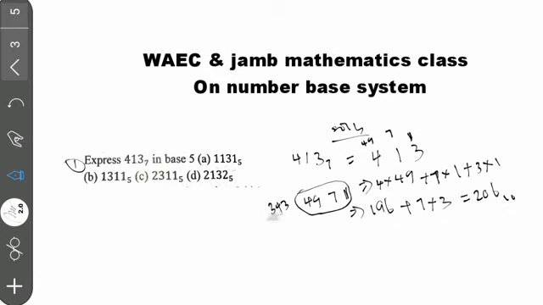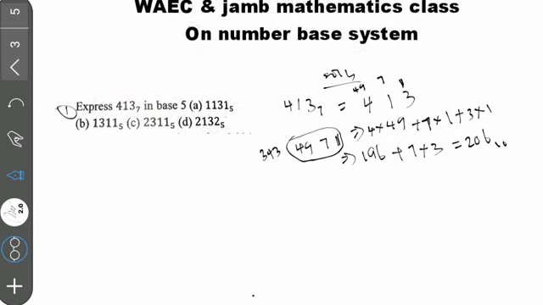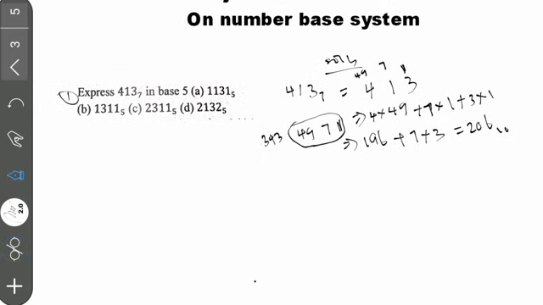Let me give a bit more space so we can have enough room. Now we are converting this to base 5, and I said we use the division method. So let me write the answer we got here: 206 divided by 5, because we're going to base 5, so you have to divide by 5. You can use the calculator.